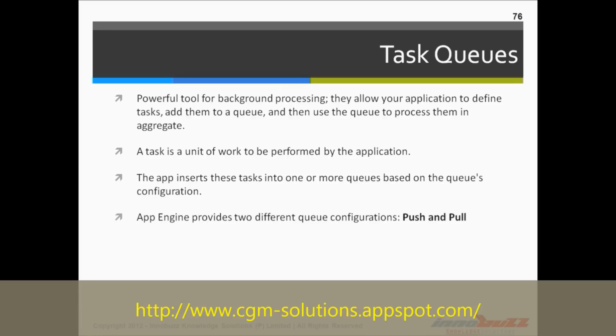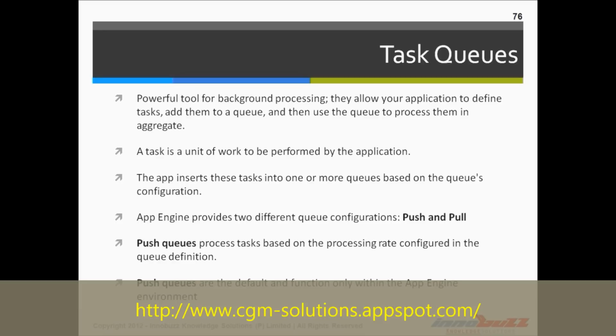App Engine provides two different queue configurations. One is push and another one is pull. Push queues process the tasks based on the processing rate configured in the queue definition. These are the default ones and function only within the App Engine environment.